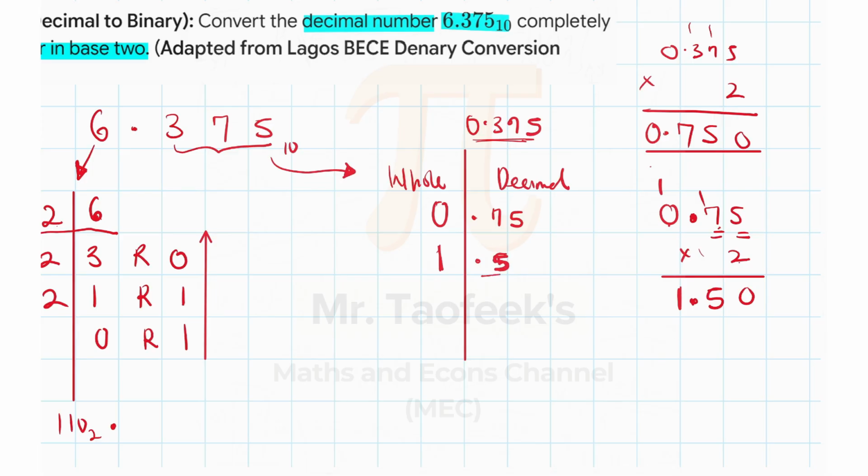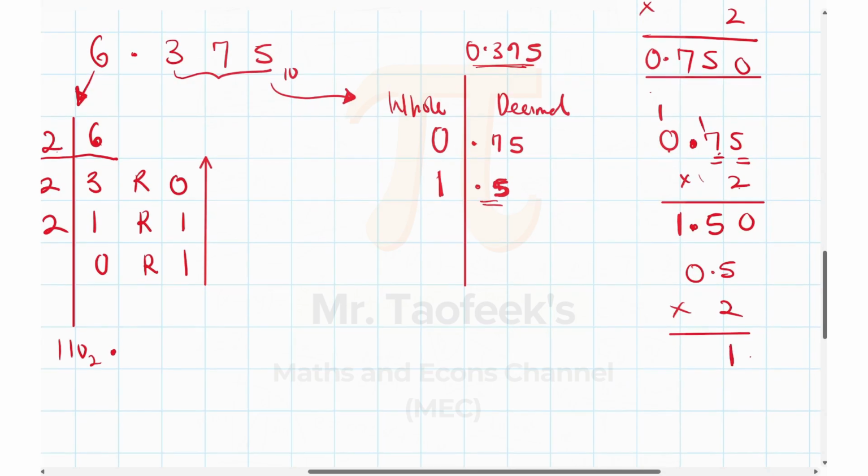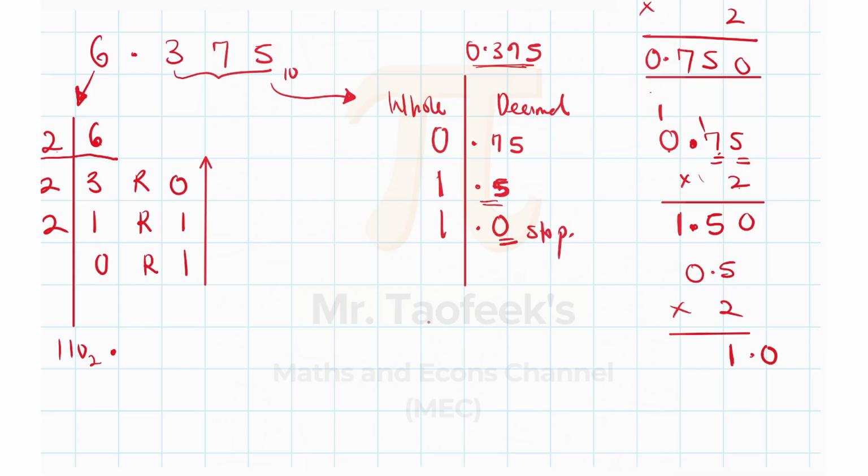We do the same thing. So this 0.5 now, you multiply that by 2. By now, you should know 0.5 means half. And you multiply half by 2 should give you a whole number 1. So the answer is going to be 1.0. So we've gotten to 0. You can stop. Okay? We can stop over there.